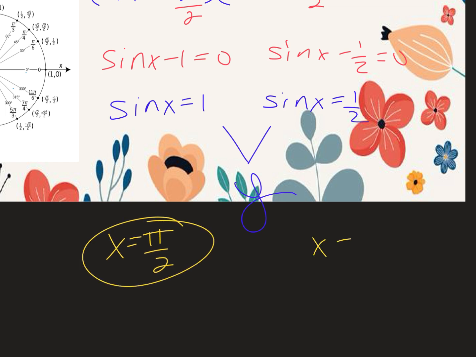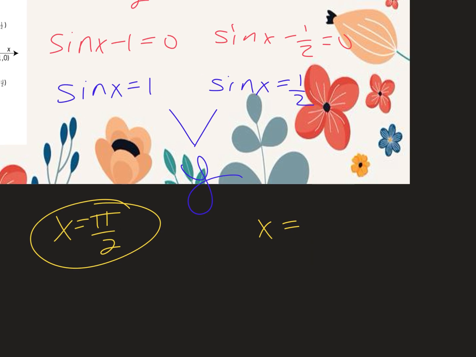And then on your unit circle, where are your y values positive 1/2? Pi over 6 and 5 pi over 6. Perfect.